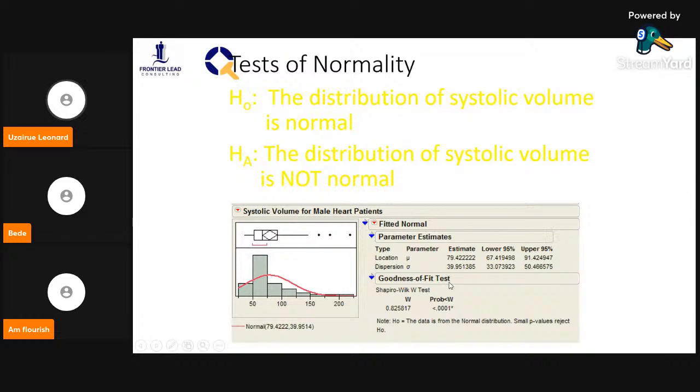If you look at the goodness of fit test, in this case they decided to use the SW test. The SW test is telling us that the value is 0.825 and the p-value is less than 0.05. Remember that when you have a p-value that is less than 0.05, it means that the data is statistically significant. It differs significantly.